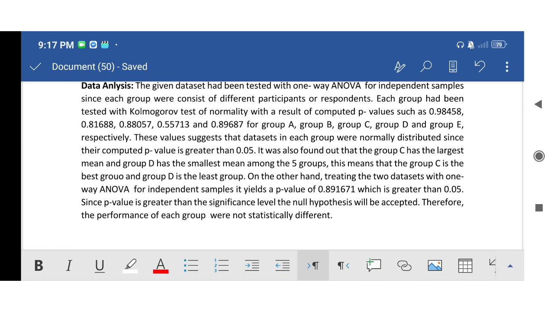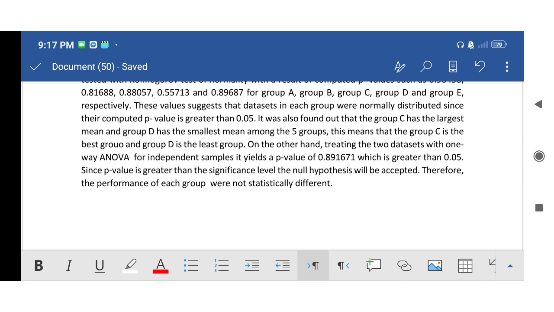It was also found that group C has the largest mean and group D has the smallest mean among the 5 groups. This means that group C is the best group and group D is the least group. On the other hand, treating the datasets with one-way ANOVA for independent samples yields a p-value of 0.891671, which is greater than 0.05. Since the p-value is greater than the significance level, the null hypothesis will be accepted. Therefore, the performance of each group was not statistically different.